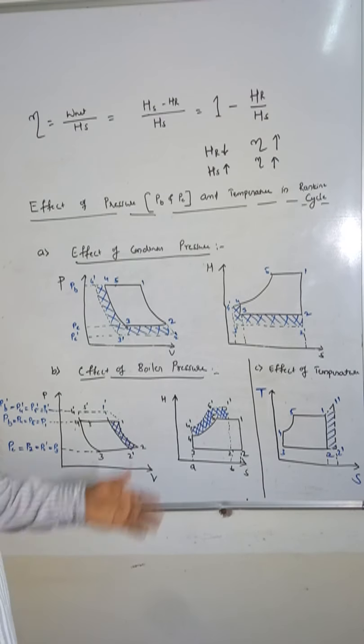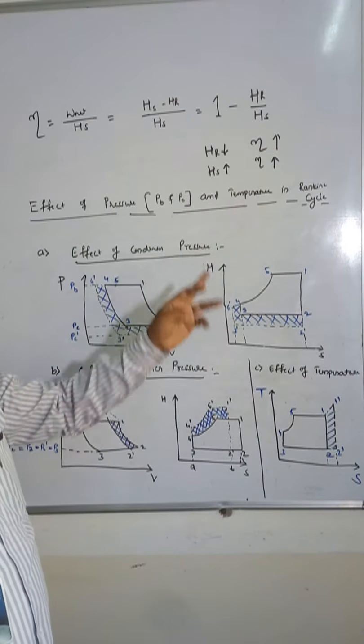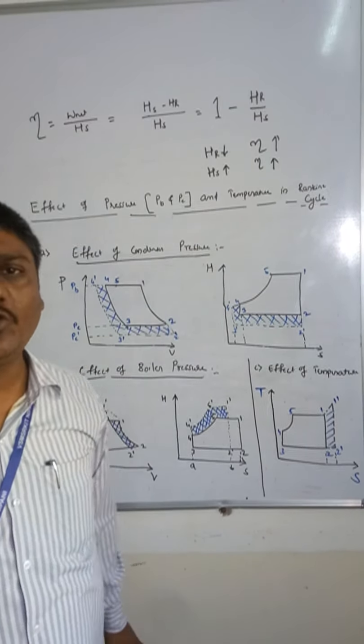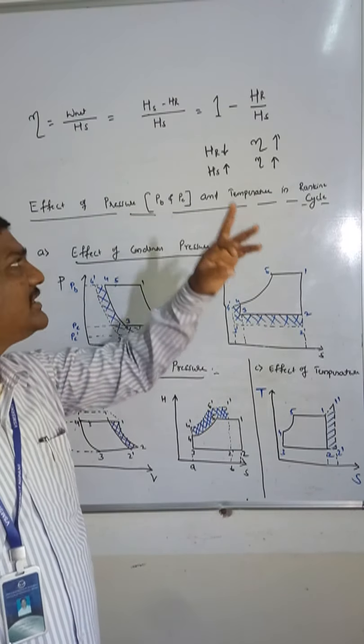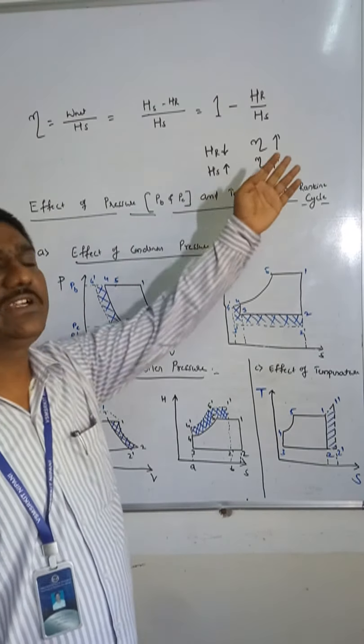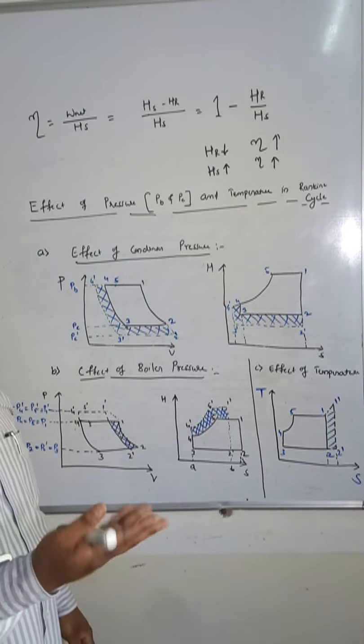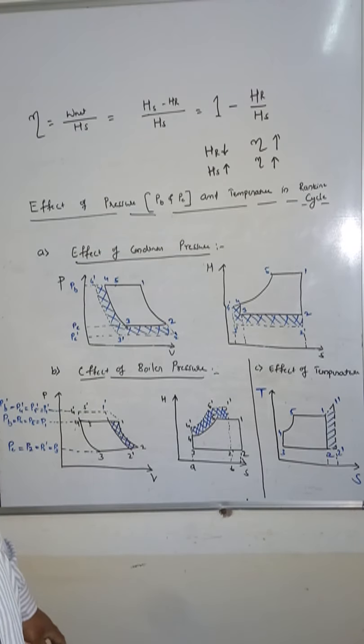So if I see the analysis, if I decrease Hr, efficiency is going to increase. If I increase Hs, efficiency is also going to increase. I have said some small method to check. You check in that way only, so that you will understand the things.